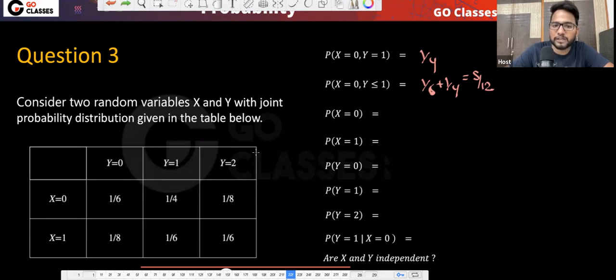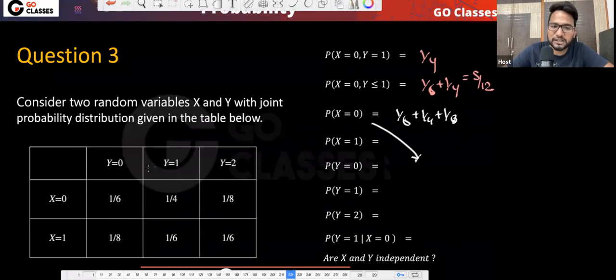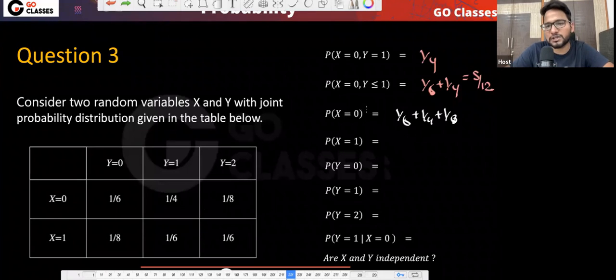So what is the probability x being 0? You need to just sum all of these values, the sum of the first row, which means 1 by 6 plus 1 by 4 plus 1 by 8. You can say this is marginalization because you are marginalizing over all the values of y. You have the joint probability distribution, you don't have the marginal distribution. Anyway, the names are not important.